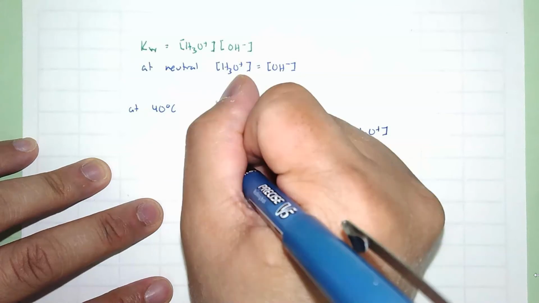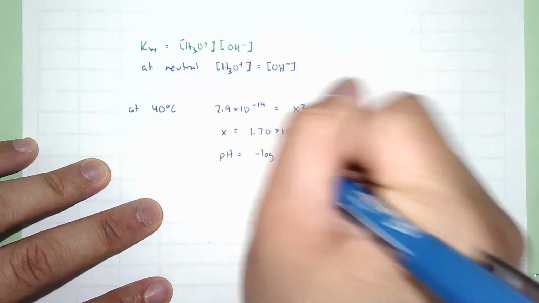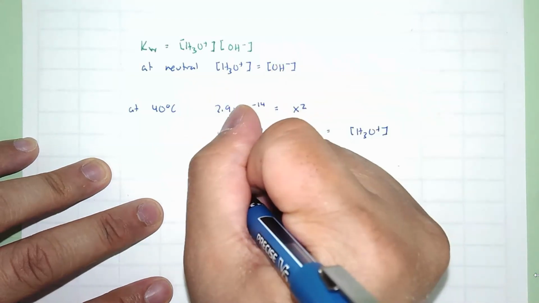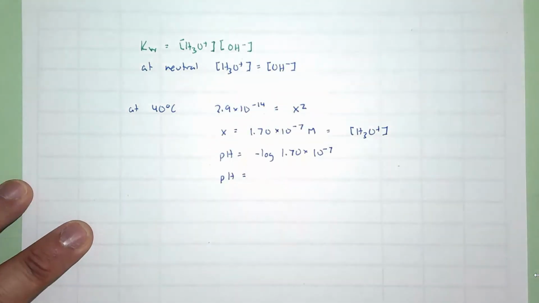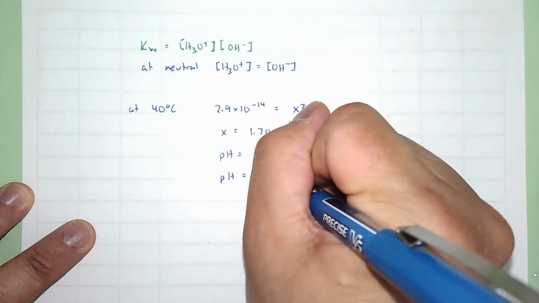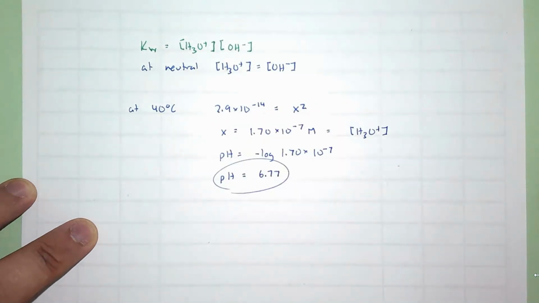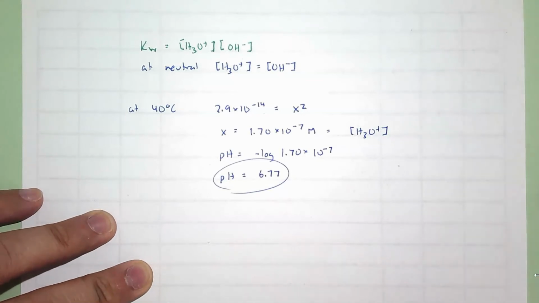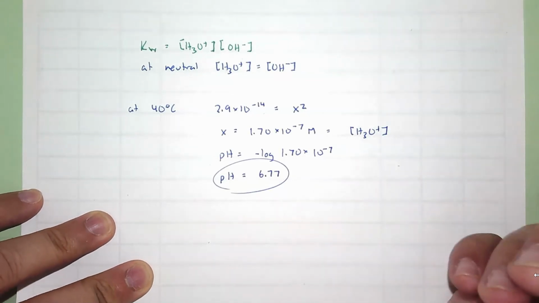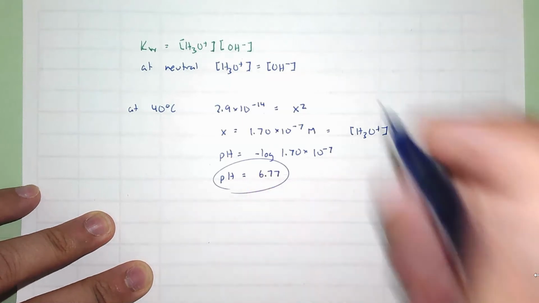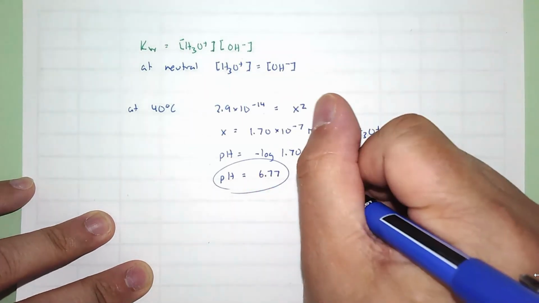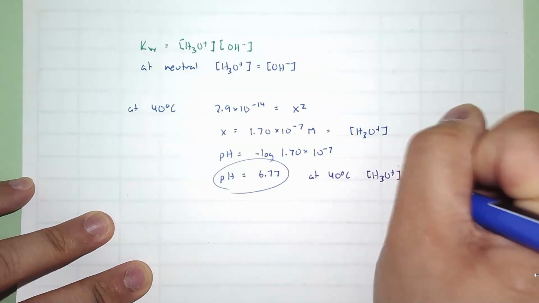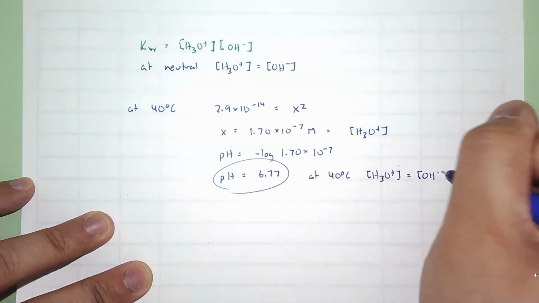And therefore, the pH equals negative log of 1.70 times 10 to the minus 7. And I also did this ahead of time, 6.77. Very interesting. In a hot lab, if you want your solution to be neutral, you are aiming for a pH of 6.77, and that is at 40 degrees. H3O plus concentration is now equal to the OH minus concentration.